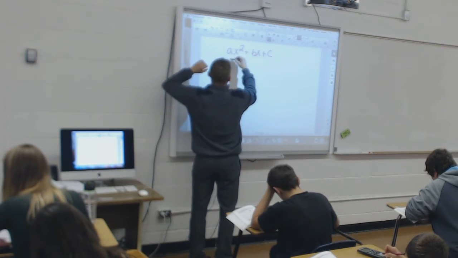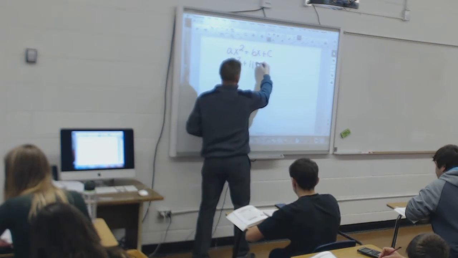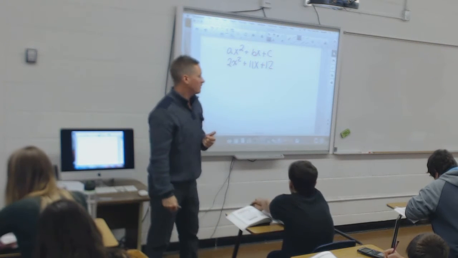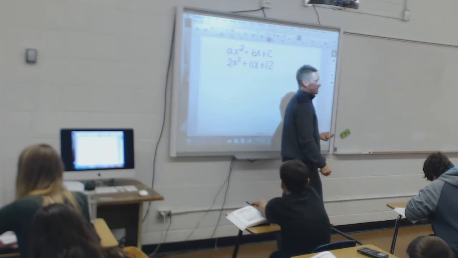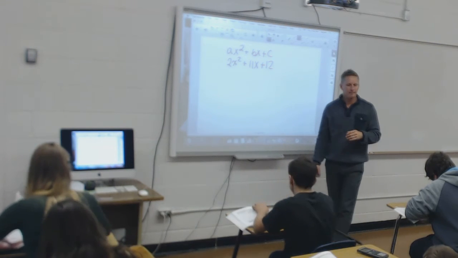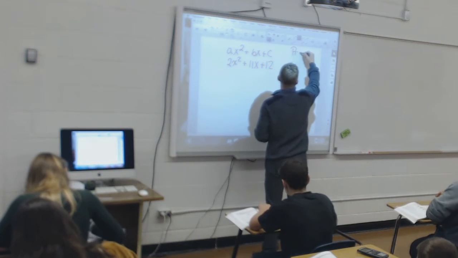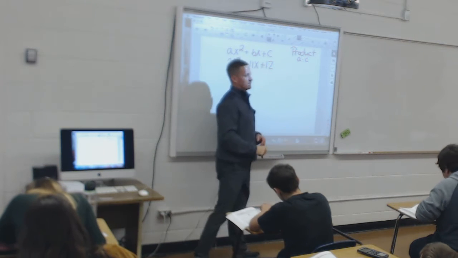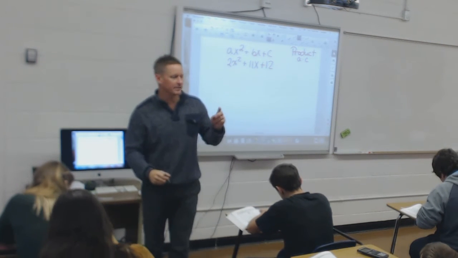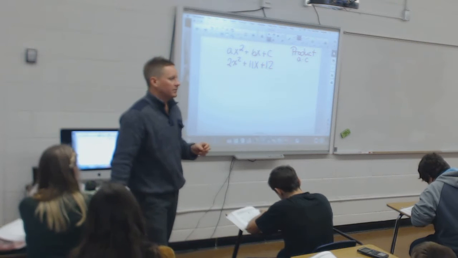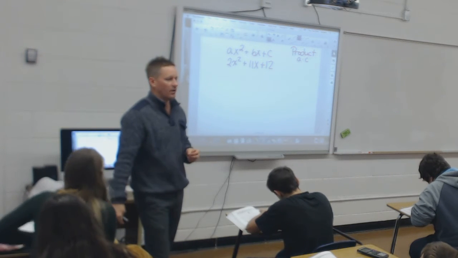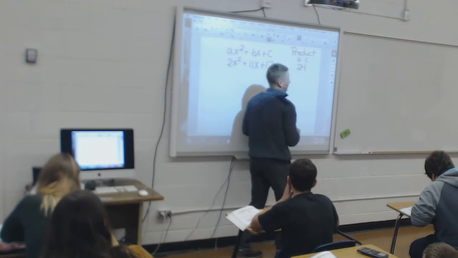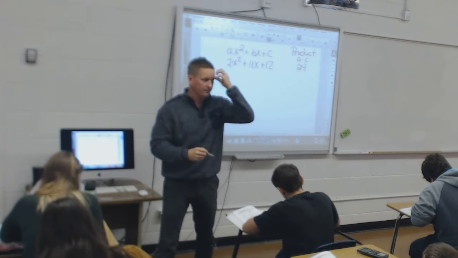I'm going to show you why I'm writing that down right now. What did I have? 2x squared plus 11x plus 12. So what's my a value in this question? 2. What's my b value? 11. And what's my c value? 12. Okay, great. So here I go. I need the product of a times c. So I need the product of 2 times 12. What is 2 times 12? 24. So I just need the value for right now.